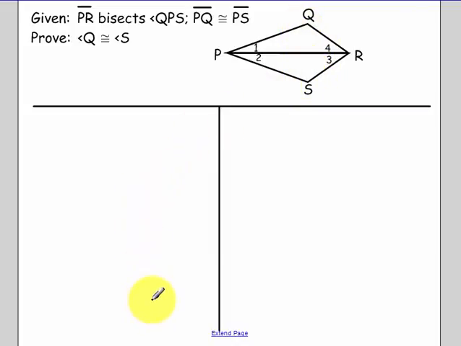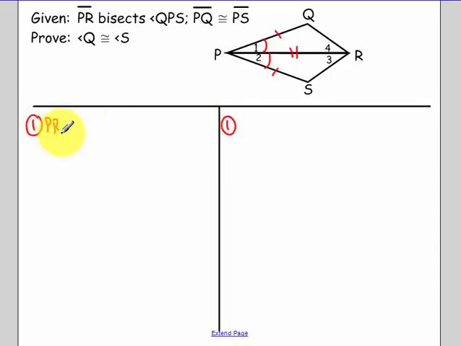So before I even start that, let me mark up the diagram. If I have PR bisecting QPS, that means angle 1 is equal to angle 2. And we're also given that PQ is equal to PS. Then we know PR is equal to itself. So then I can say my triangles are congruent. And notice how angle Q and angle S are corresponding parts. So then I can state the corresponding parts of congruent triangles are congruent. So let's write out the formal proof.